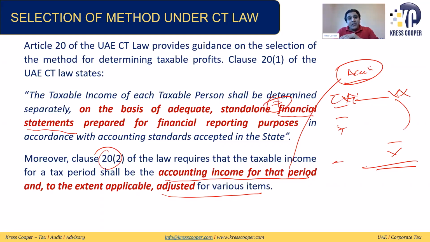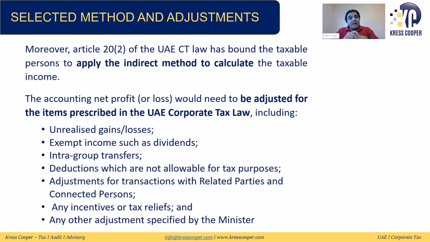We know the IFRS are applicable in the UAE. So we need to prepare the financial statements based upon the applicable IFRS. From this financial statement, we need to take the accounting profit, adjust it, apply the indirect method, and then we will arrive at the taxable income. So Article 20 of the UAE law has bound the taxable person to apply the indirect method to calculate the taxable income. From the wording of the law, this is very clear. Whenever they are asking to prepare the financial statements and adjust the accounting profit, this law is binding us to apply the indirect method to calculate the taxable income.